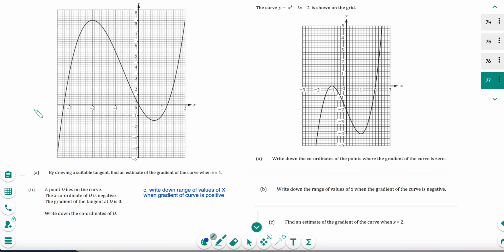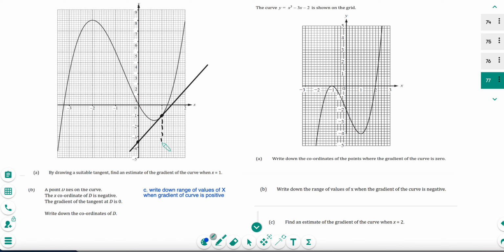Last section. By drawing a suitable tangent, find an estimate of the gradient of the curve when x equals 1. So x equals 1 is here. So this point here, I have to find the gradient. So it's a curved line, and it tells me I have to draw a tangent. They're very nice in this question. Sometimes they don't tell you to draw a tangent. You just have to know that. That looks pretty good to me. So I'll choose this point here. Let's choose, I don't know, this point here looks pretty good.